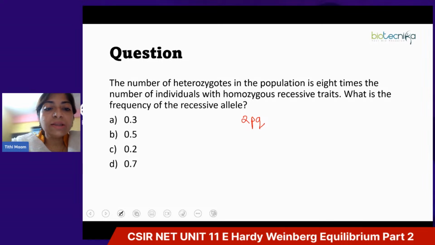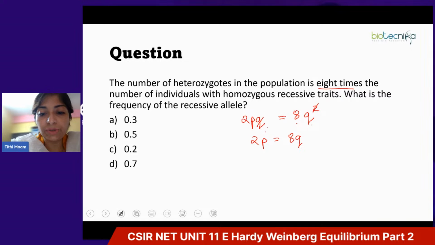Number of heterozygotes in the population is 8 times the number of individuals with homozygous recessive trait is equal to 8 times q square. 2pq, that is the number of heterozygotes, is equal to 8 times the number of individuals with homozygous recessive trait. Absolutely correct, Achal. So 2pq is equal to 8q square. Okay. Now what do we have? q is there on both sides, so you can cancel 1q here, 1q here. So what we will get? 2p is equal to 8q.